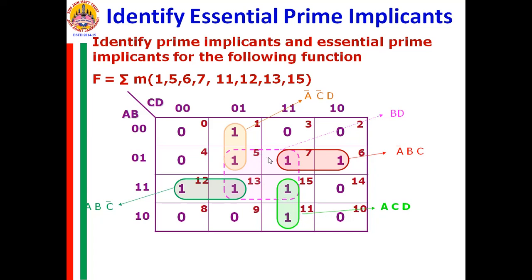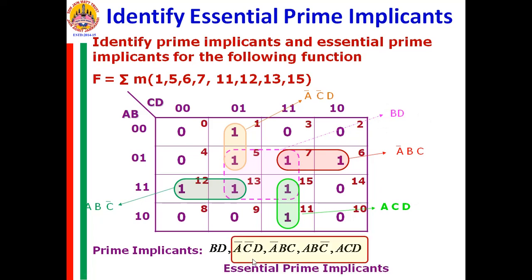Now there is no other cell remaining which has not formed any combination. So this group of 1s, which is a quad, is not essential. So this is not an essential prime implicant. There are a total of 5 prime implicants, and the essential prime implicants are 4: A bar C bar D, A bar BC, ABC bar and ACD.